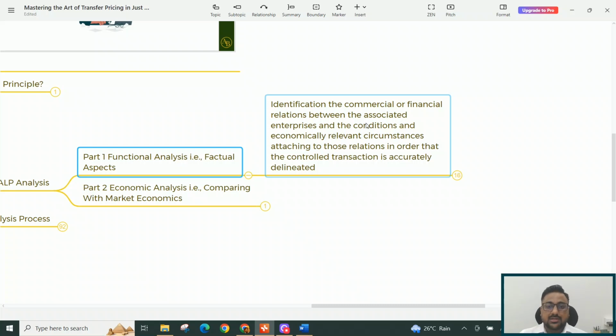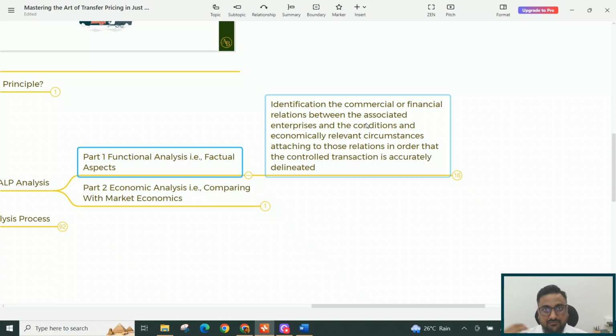What does it mean? First, there are certain factors through which you need to identify the commercial and financial relations between the associated enterprises. It is not just that both enterprises are associated enterprises. We saw the definition of associated enterprise, but this doesn't speak about that definition. You need to identify what type of relationship exists between these two associated enterprises. Technically, saying commercial or financial is also not the answer, but you need to understand what type of commercial or financial relationship it is. There are aspects to that, so you need to understand that.